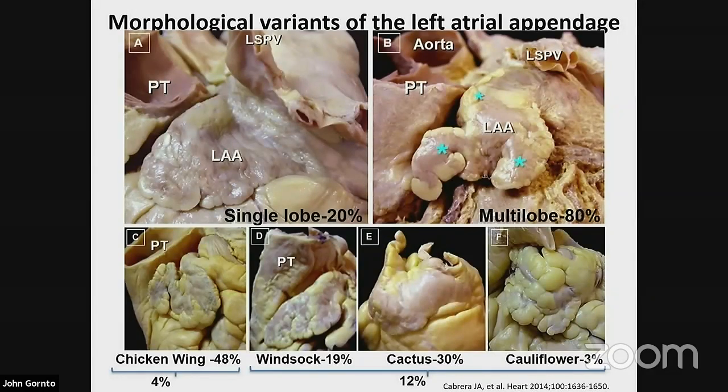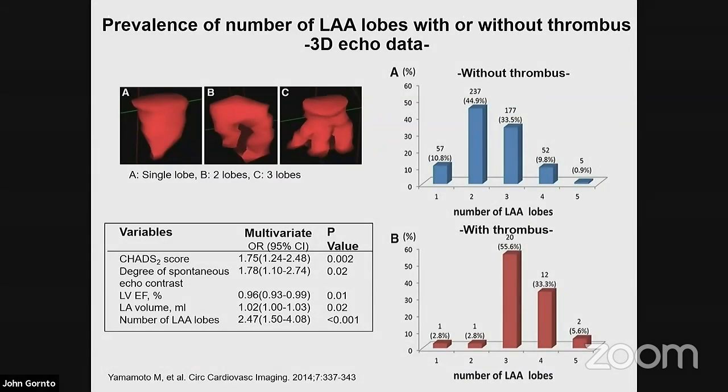Whereas if you combine the 3 together, they form 50% of the atrial appendages, and 50% are chicken wing. The incidence of embolic phenomenon in chicken wing is 4%, whereas all 3 combined, that is windsock, cactus, and cauliflower, it's 12%. What about the lobes? The incidence of lobes without thrombus, they are much more 2-lobe, but less and less 3-lobe. But if you look at those with thrombus, they are more 3-lobed than 4-lobed, and they tend to be much more embolic in cause.